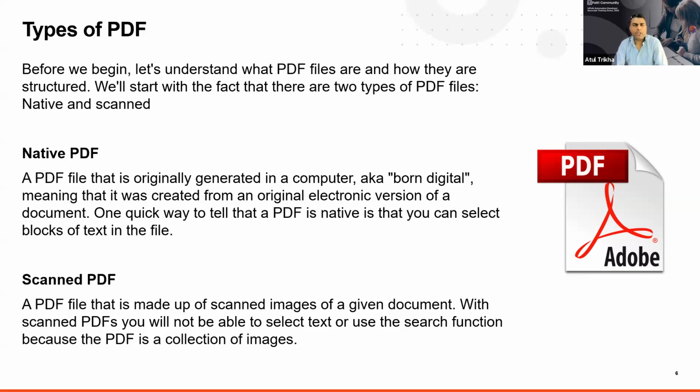When you look into the PDF, you will be able to select the text and highlight it. So basically they are a more digitalized form. Okay. So basically, a quick way to check is if you can select a box or a text in that file, it means it is a native PDF.